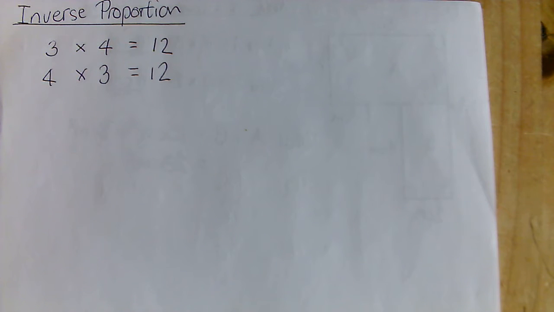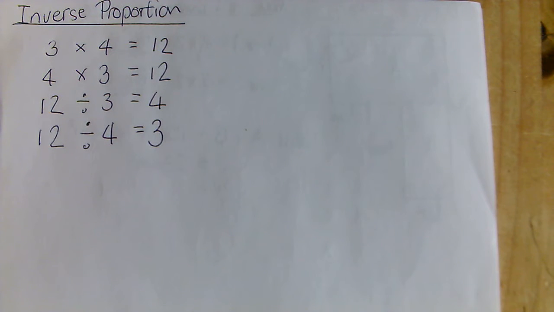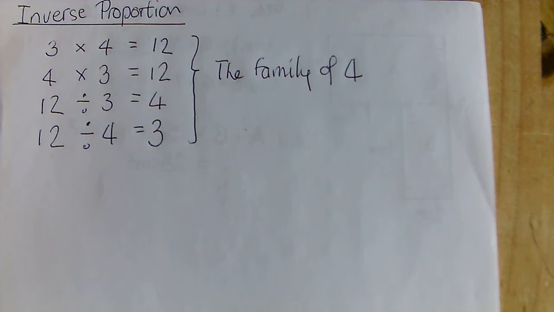Now I'm going to add the next 2. The first is 12 divided by 3 equals 4. The second is 12 divided by 4 equals 3. These 4 sums are known as the family of 4. And any multiplication sum will have 3 other multiplications and divisions that go with it, vice versa for division. And this is going to be useful today.